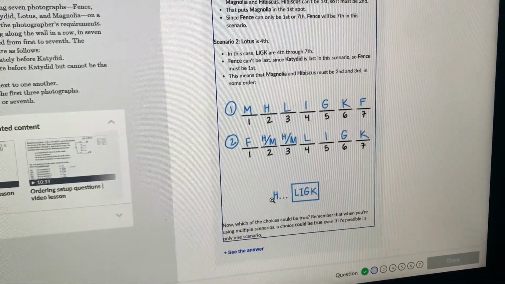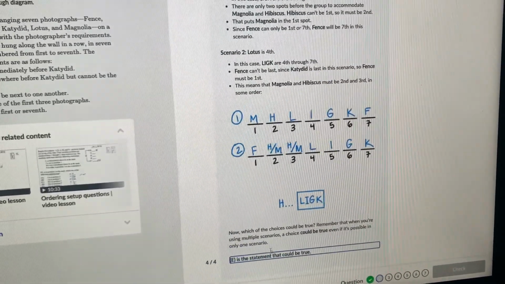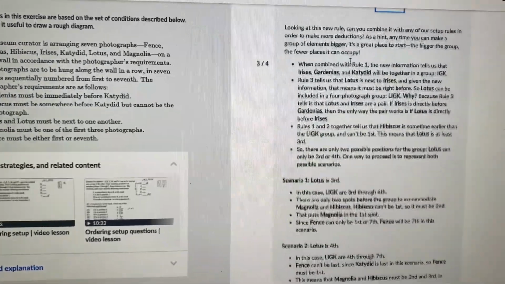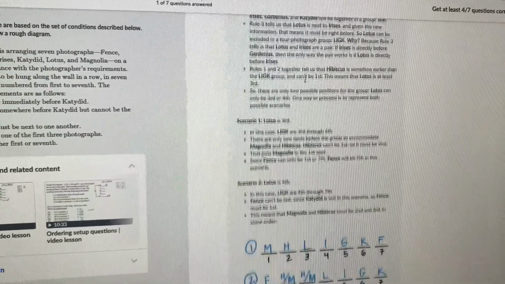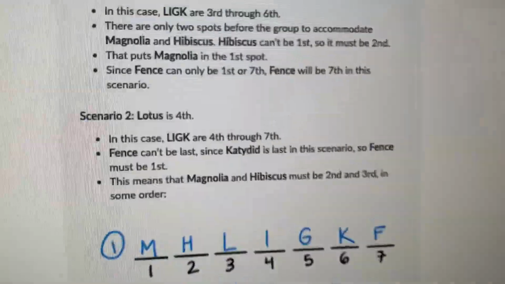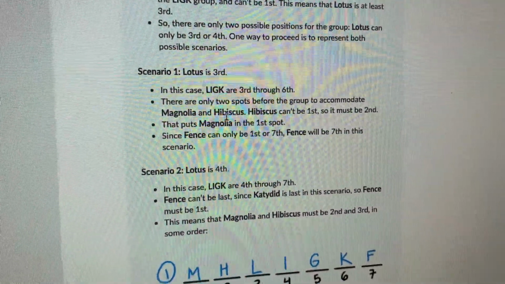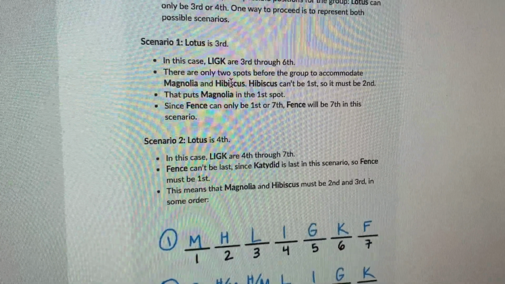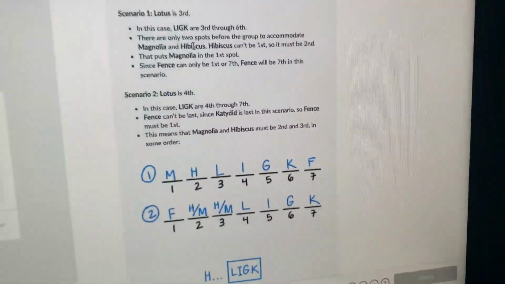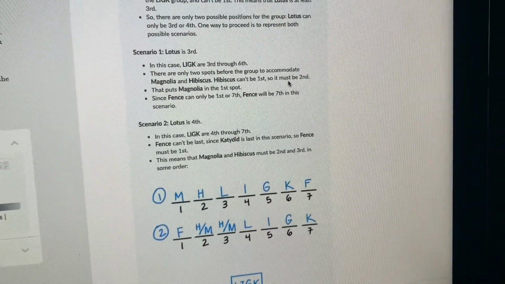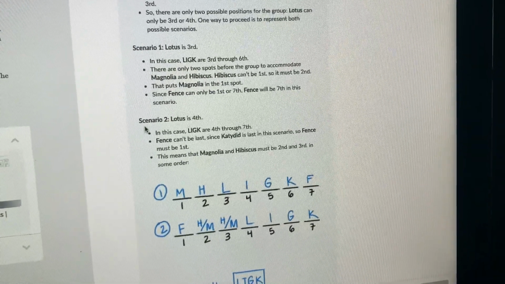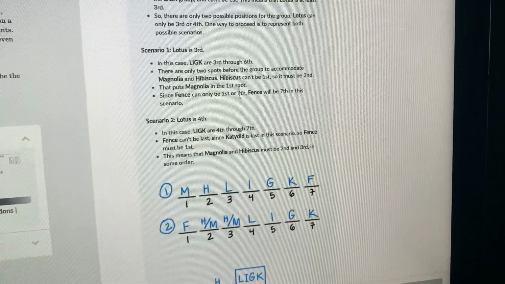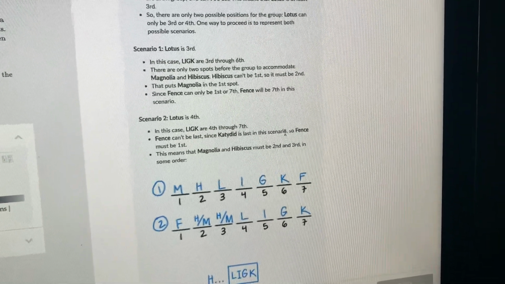So that just changed everything. I'm so bummed. I don't even feel like reviewing the whole thing. But anyways, we basically combined our rules with the L-I-G-K, and I explained that part already. So let me see where I stopped. There are only 2 spots before the group to accommodate Magnolia and Hibiscus. Hibiscus can't be first, so it must be second. Remember, we talked about that. That puts Magnolia in the first spot, since Fence can only be first or 7th. Fence will be 7th in this scenario.